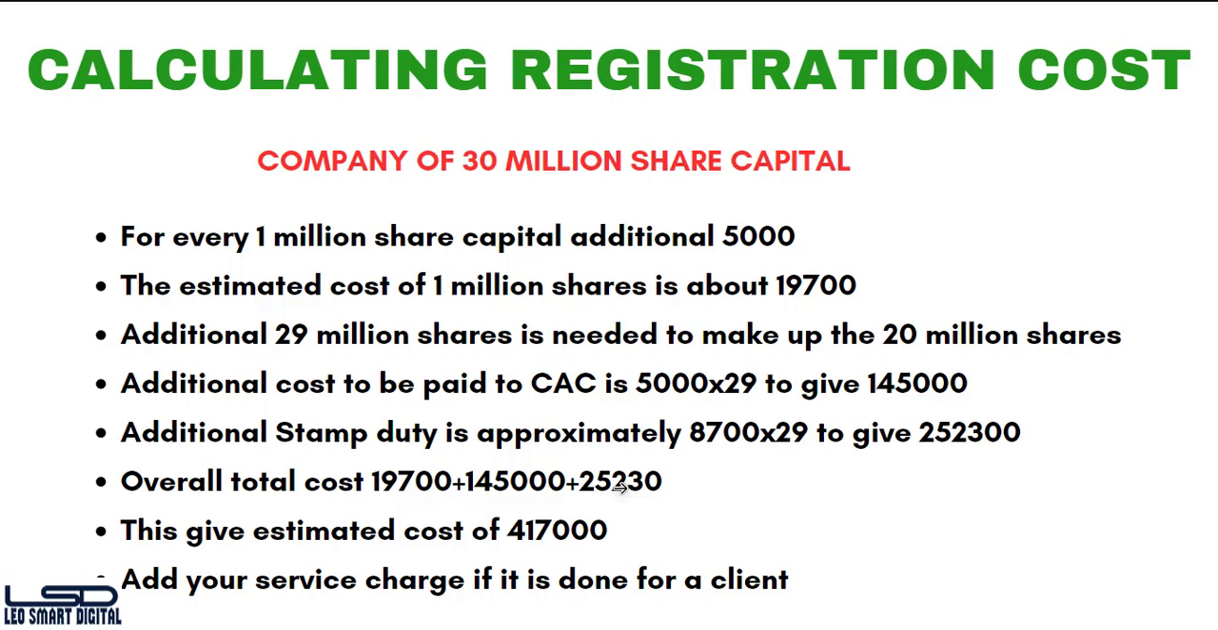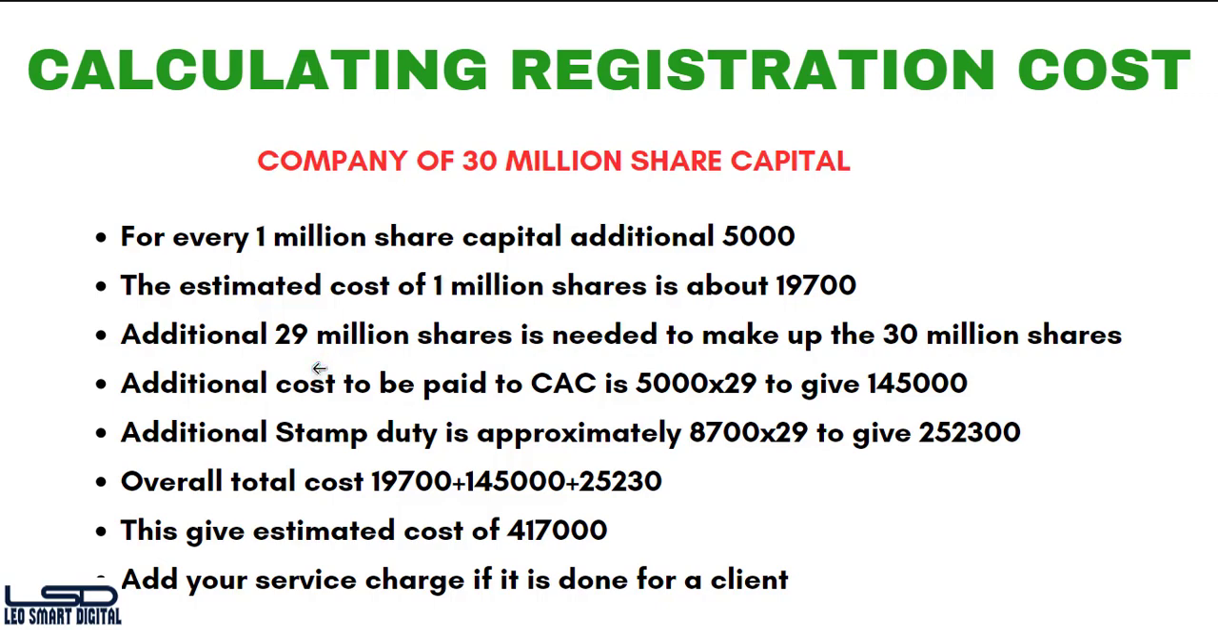Now back to our calculation. For a company of 30 million shares, for every 1 million share capital, additional 5,000, as we have established. The estimated cost of 1 million shares is 19,700. Additional 29 million shares needed to make up the 30 million shares. So I made a mistake. It has been corrected. Additional 29 million shares is needed to make up the 30 million shares.